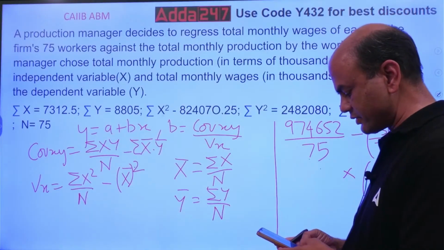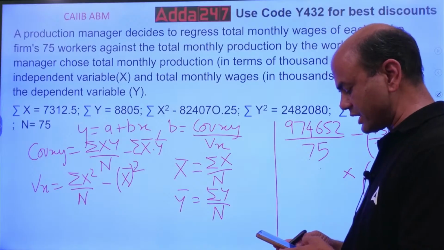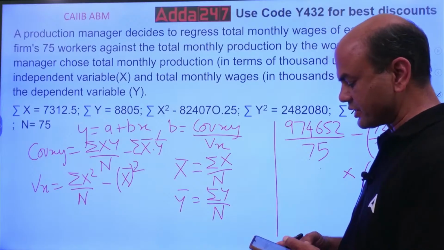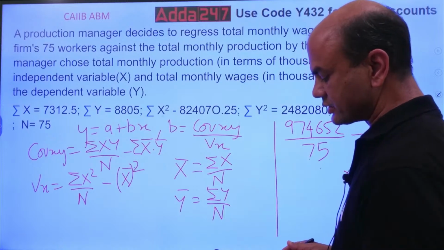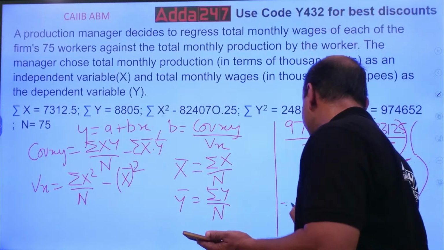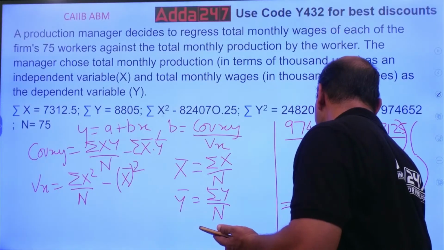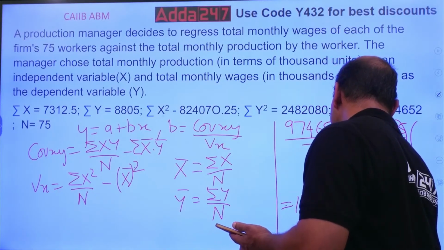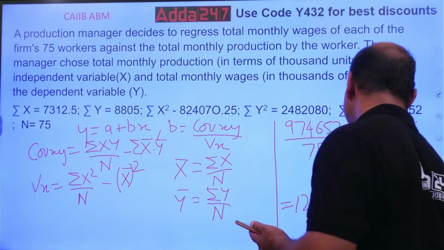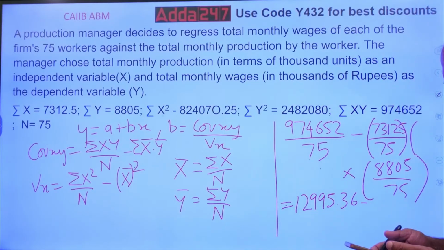974652. What are you getting? Upon 75, so that is equal to 12,995. I'll just write the round figures. 12,995.36 is also there. Minus, now this: 7312.5 divided by 75, so it is 97.5.